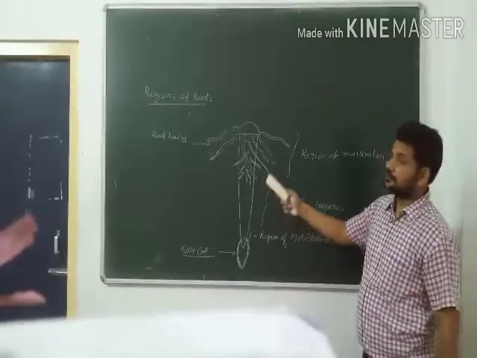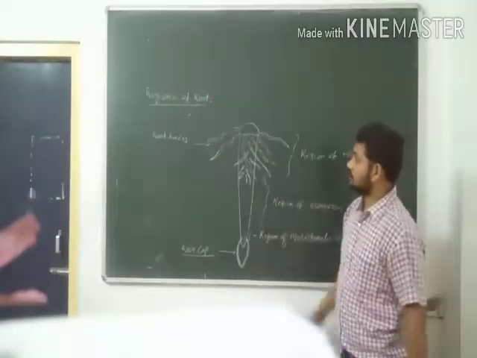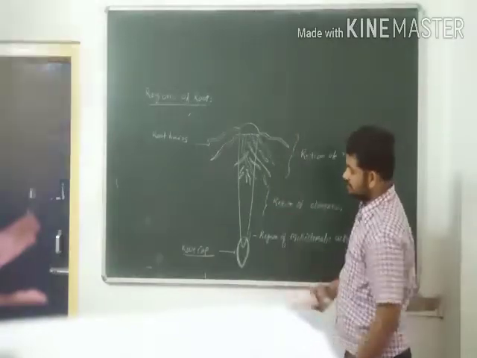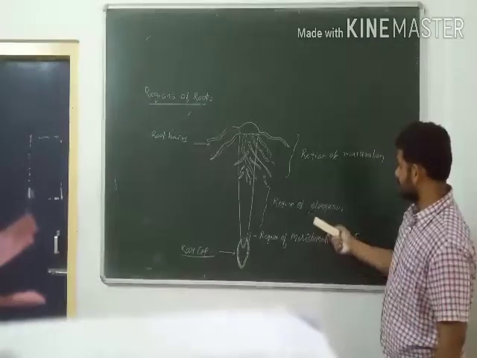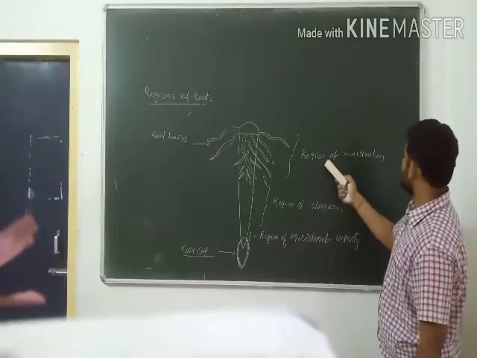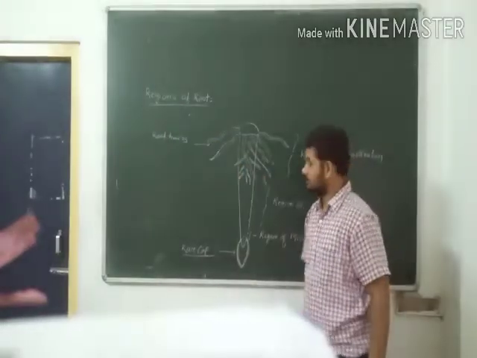In this video, we will discuss the regions of the root. A root has various regions: region of root cap, region of meristematic activity, region of elongation, and region of maturation, also called region of root hairs.